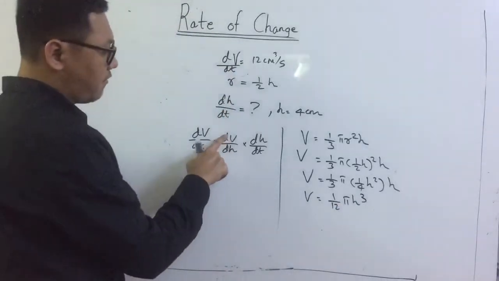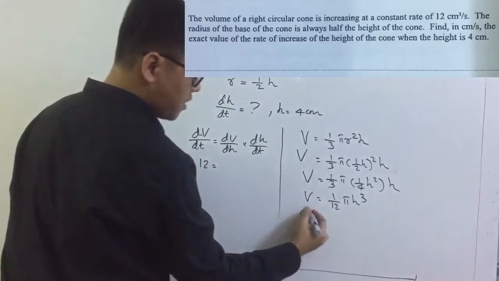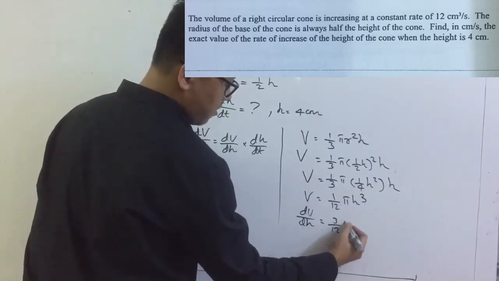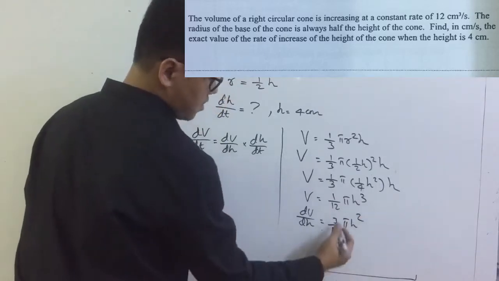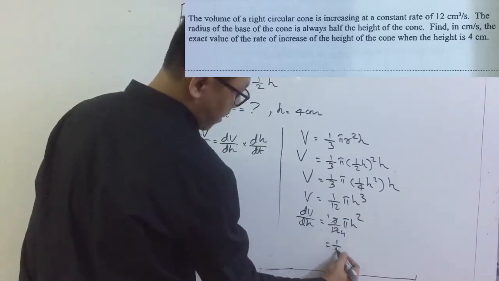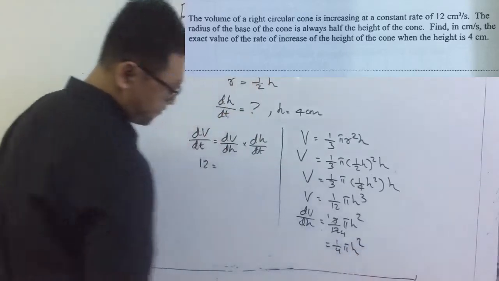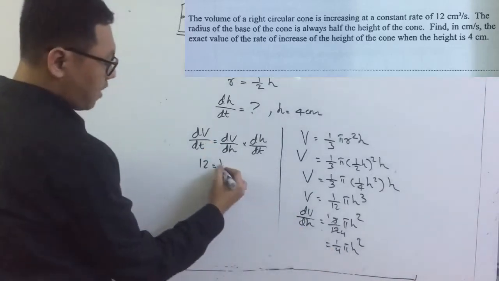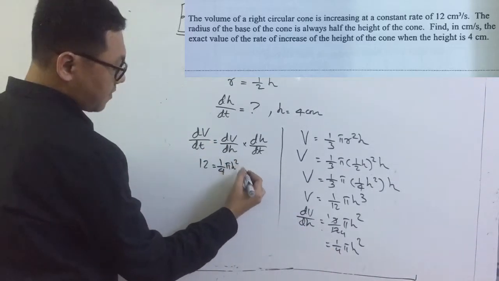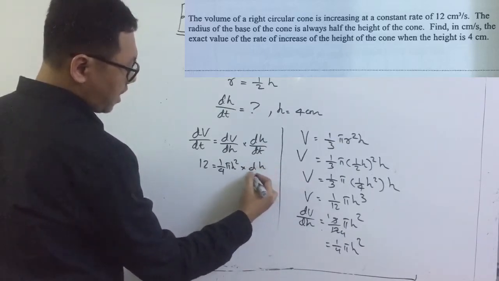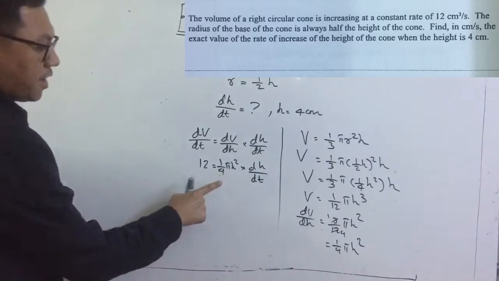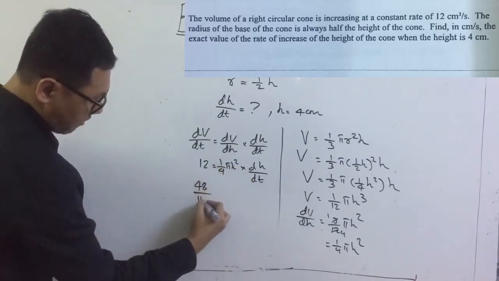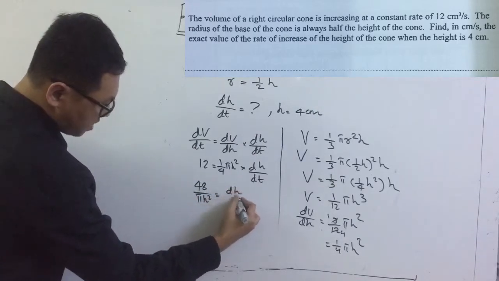Now we are going to find the derivative of V with respect to h. The 3 will come down, pi, 3 minus 1 is 2, so 3 over 12 is 1 by 4. So dV by dh equals 1 by 4 pi h squared. We substitute in here: 1 by 4 pi h squared times dh by dt, which is what we are trying to find. Then 12 is multiplied across, so 48 over pi h squared equals dh by dt.